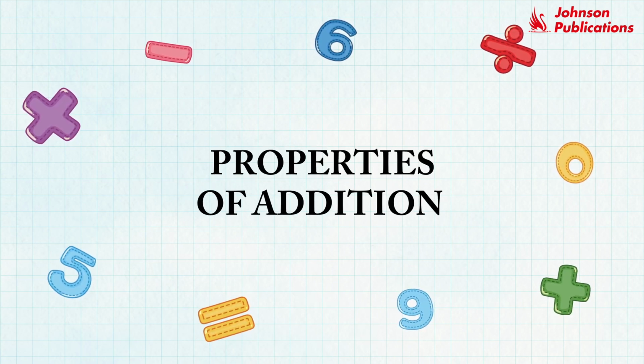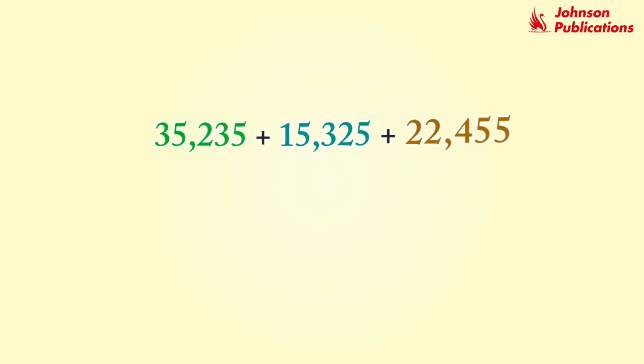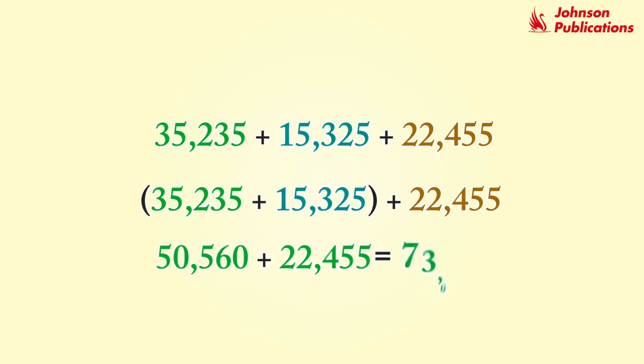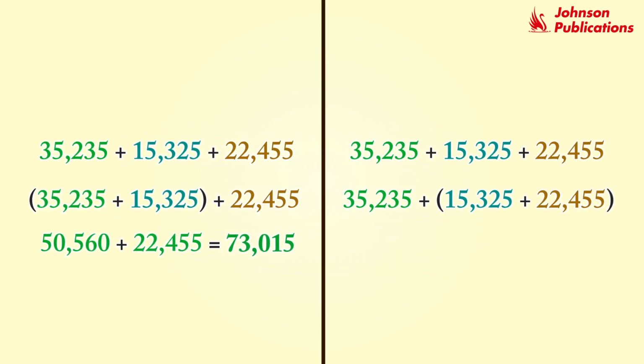Properties of addition. Property 1. While adding 3 or more numbers, the sum remains the same irrespective of the way the addends are arranged. For example, look at this addition problem. If we add the first two numbers and further add the sum to the third number, we get this. On the other hand, if we add the last two numbers first and further add the sum with the first number, we get the same number as sum.